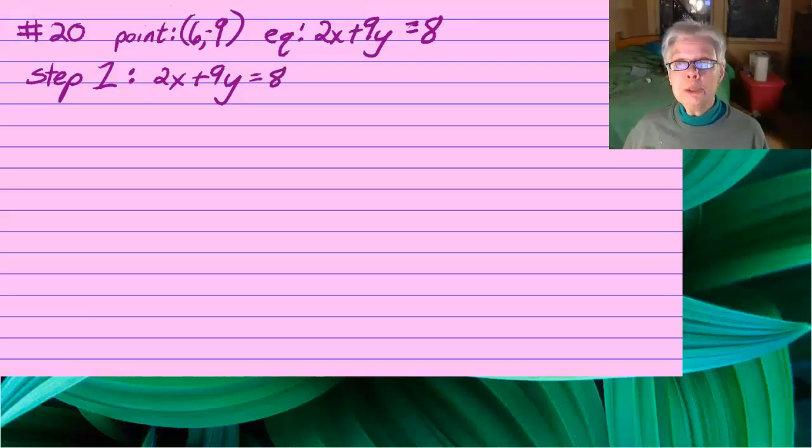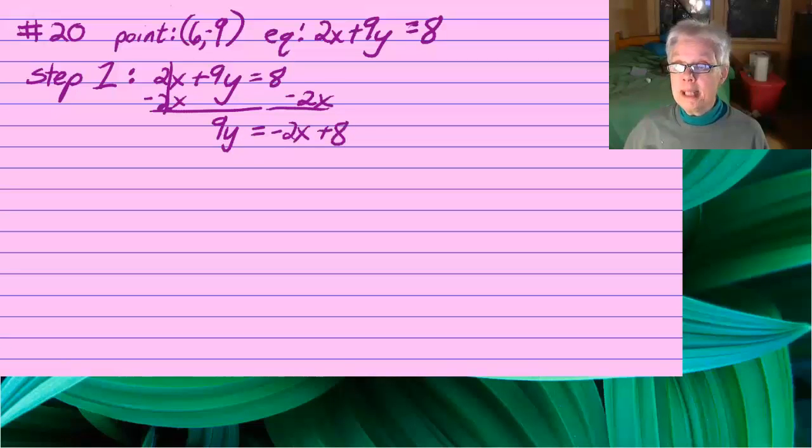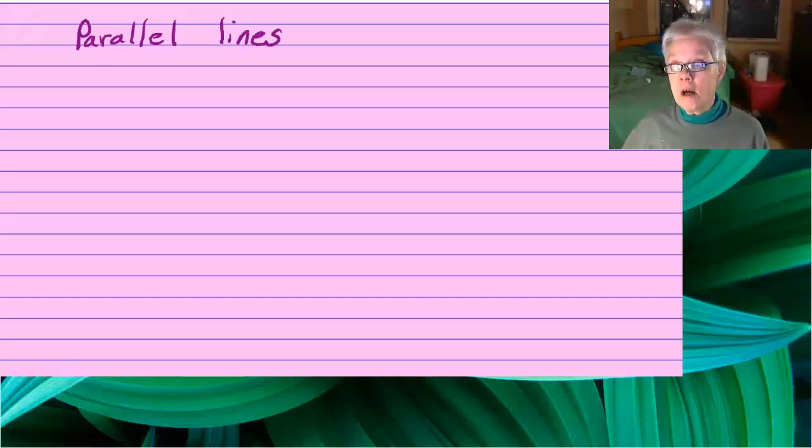So, we're going to use the given line, find the slope of that line, and the way we're going to do that is we're going to solve for y and get it in slope-intercept form. So we'll have 9y equals negative 2x plus 8, and we will divide by 9, all three numbers separately. The slope of that is negative 2/9. So the slope of the line that we're looking for is going to be negative 2/9 as well, because we're looking for a line that's parallel to the given line and that goes through the given point (6, negative 9).